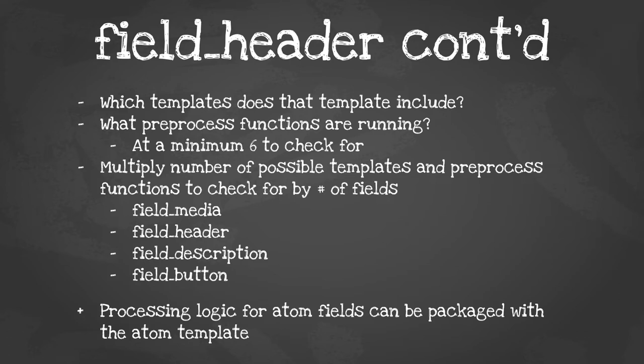And then you need to multiply the number of possible templates and pre-process functions by the number of fields that you have. So in this case, it's 6 times 4, right? So 24 possible templates, 24 possible pre-process functions to check. And then possibly multiply by many modules. I like to assume that people aren't doing pre-processing modules. I know people do, but hopefully it's the exception. It seems excessive to also multiply by many modules.